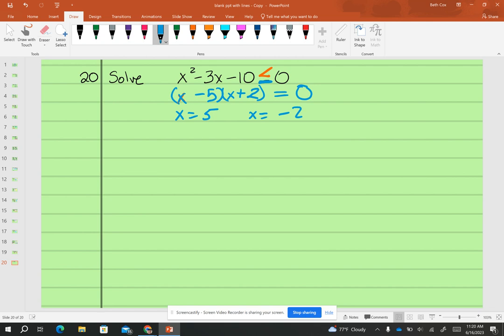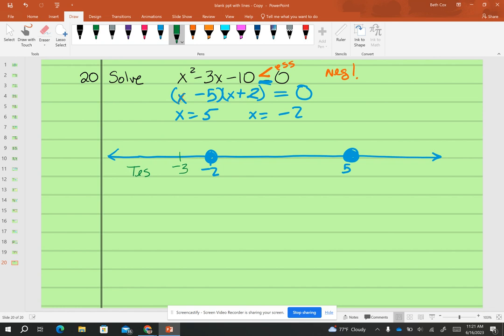So on my number line, positive 5 and negative 2, it's equal to 0. So those are actual points that are going to be on my answer. Now I need to know where it's going to be less than 0. Less than 0 is negative. So now I'm going to plug in 3 numbers to determine if it's negative. I'm going to test a number that's over here, so negative 3. Test a number in the middle, test 0, and test a number over here, I can test 6.